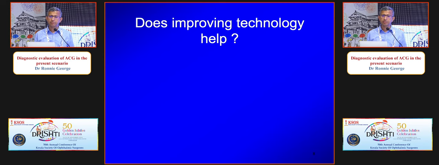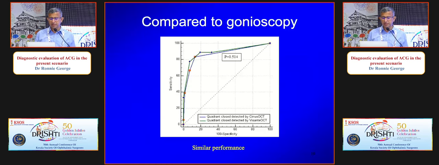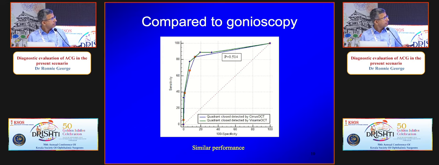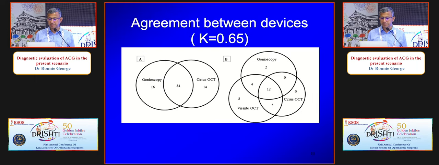What happens if you improve technology, if you improve the resolution of the image? So what you do over here is an angle-to-angle scan with a high definition OCT, and with a high definition OCT you get much better images. Does this help? When you look at both the area under the curves, they're very similar. So improving technology also did not seem to really help very much with the diagnostic ability of these two tests.